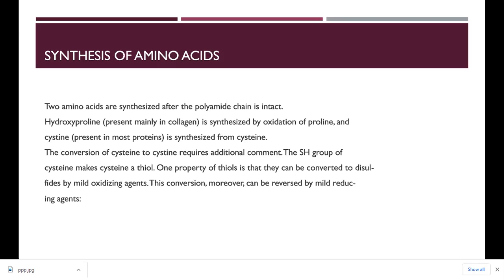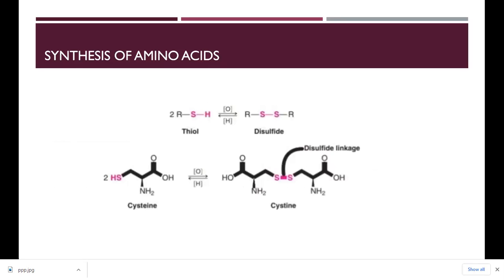The SH group of the cysteine makes cysteine a thiol. One property of thiols is that they can be converted into disulfides by mild oxidizing agents, and this is reversible, can be reversed by mild reducing agents. Here the thiol is converted into disulfide. Here the cysteine is converted into cystine, and a disulfide linkage can be present due to the oxidation, and it is reversible when some reducing agents attack it.